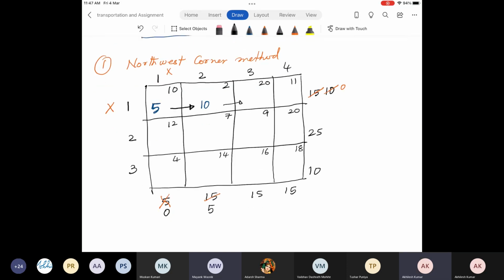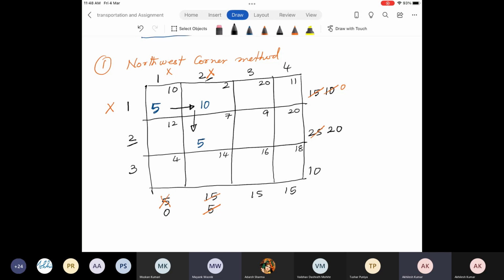Now, can I proceed in this direction any further? No, sir. What we will do? Now we will move in this direction. So now we have warehouse 2 and market 2. The warehouse capacity is 25, but I only need 5 here, right? So I will fulfill this demand with 5 units here and cross this column altogether because demand has been fulfilled. So I have 20 left. Good so far? Yes, sir.